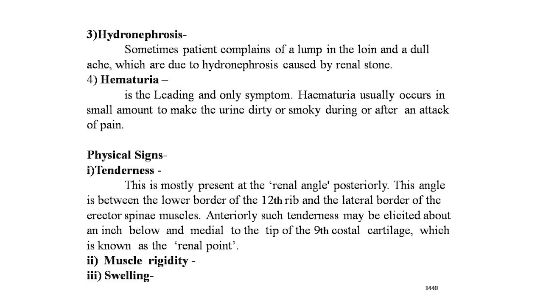This angle is between the lower border of the 12th rib and the lateral border of the erector spinae muscles. Anteriorly, such tenderness may be elicited about an inch below and medial to the tip of the 9th costal cartilage, which is known as the renal point. Tenderness is more a constant feature when renal calculus is associated with infection.